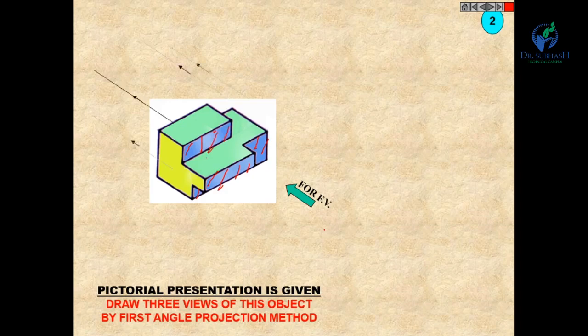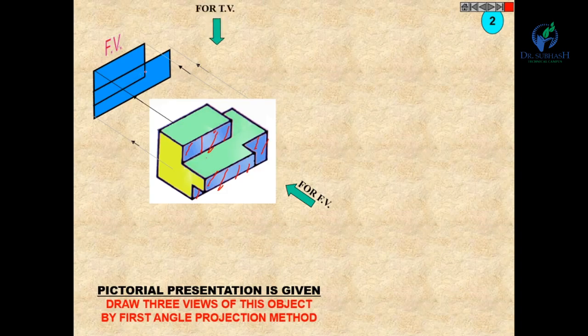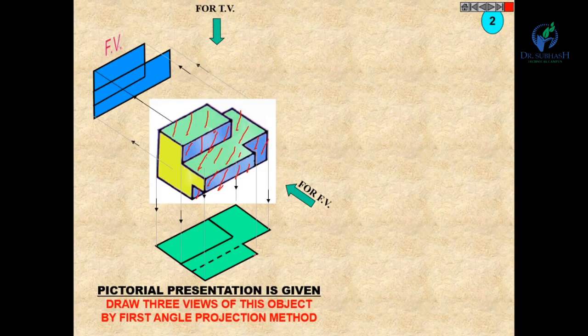Okay, so you can see this portion, top and bottom. So it's our front view. Similarly from top you will find the top view. A green shaded portion. Okay, green shaded portion is the top view.